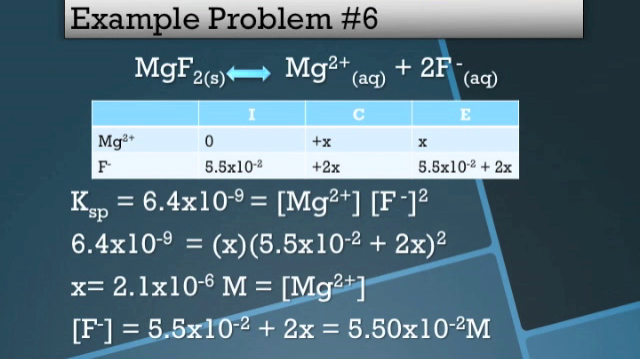We now use our equilibrium values and put them back into the equilibrium expression. X is found to be 2.1 times 10 to the negative 6 molar. This is the solubility of magnesium fluoride in this solution. But we need to apply X to calculate the equilibrium concentrations of the ions. Magnesium is X, so therefore 2.1 times 10 to the negative 6 molar. And fluoride is 2X plus 0.055, the initial concentration. The final concentration of fluoride is 5.5 times 10 to the negative second molar.